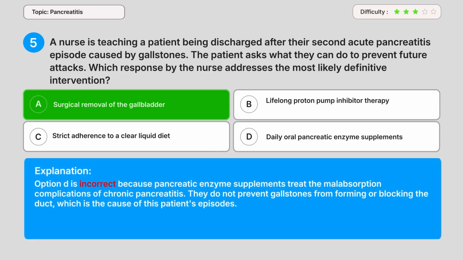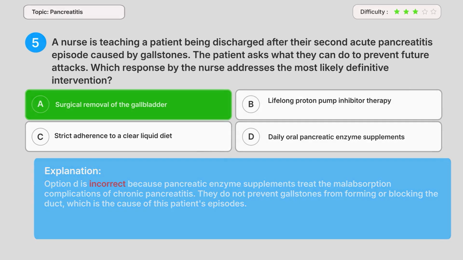Option D is incorrect because pancreatic enzyme supplements treat the malabsorption complications of chronic pancreatitis. They do not prevent gallstones from forming or blocking the duct, which is the cause of this patient's episodes.